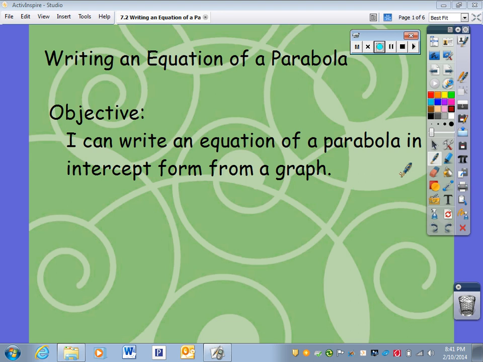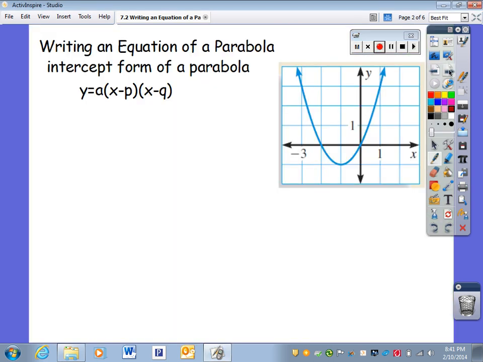In this lesson, we are going to be writing an equation of a parabola in intercept form from a graph. What we need to remember is that the form of an equation of a quadratic, of a parabola, is y equals a, the leading coefficient, times x minus p, times x minus q, where p and q are our x-intercepts. So to write the equation, the first 2 points that we need are the x-intercepts of our parabola.